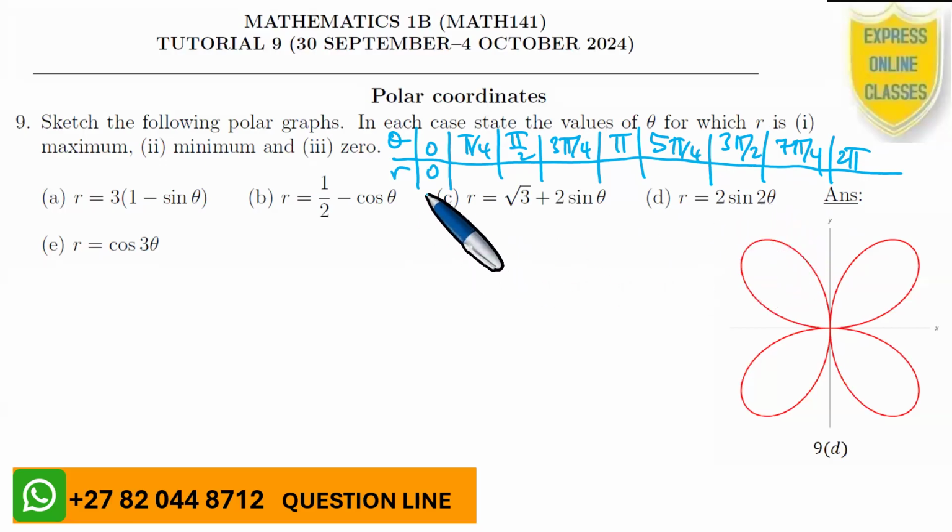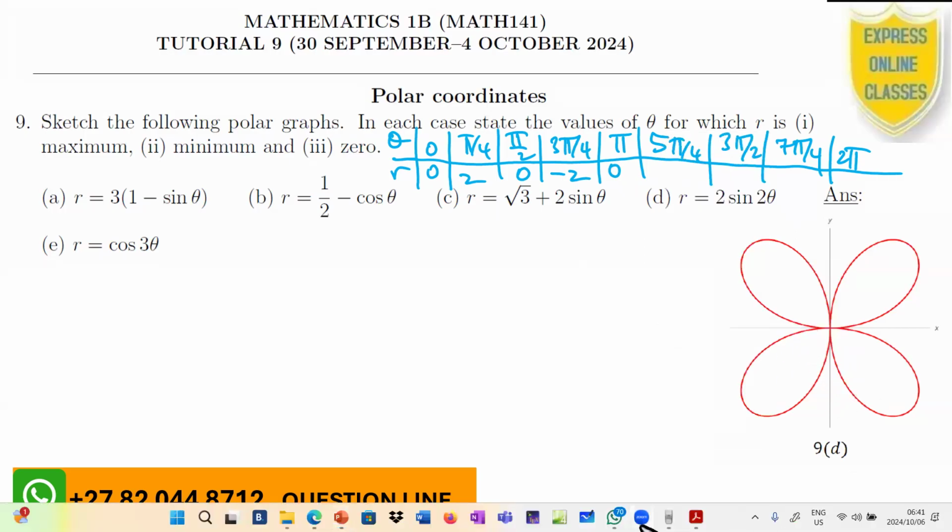The sine of pi over 2 is 1, giving us 2. If you put pi over 2 here, 2 times pi over 2 is pi. The sine of pi is 0. 3 pi over 4, which is 3 pi over 2. The sine of 3 pi over 2 is minus 1, so it's going to be minus 2. Here, the sine of 2 pi is 0. 5 pi over 4.